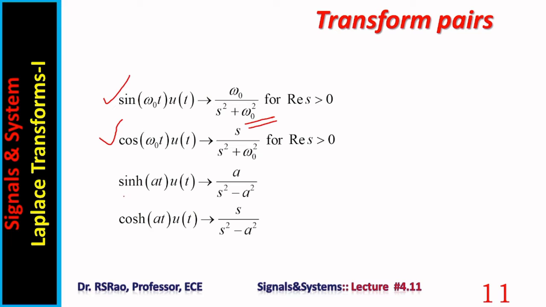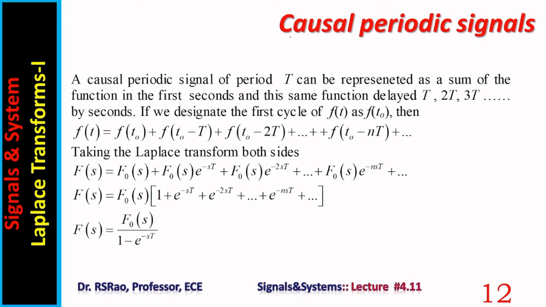Hyperbolic functions: in case of sinh of at u of t, for this signal the Laplace transform is a by s square minus a square. In case of hyperbolic cos function, cosh of at u of t, the Laplace transform is s by s square minus a square. Now we consider Laplace transform of causal periodic signals.